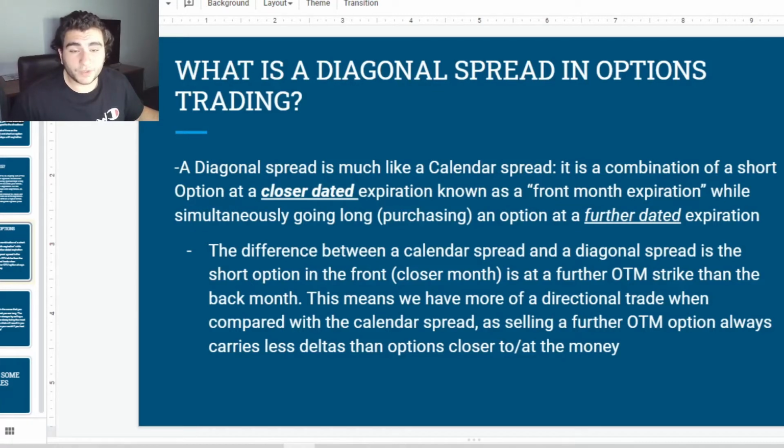The difference between a calendar spread and a diagonal spread is that the short option in the front month or the closer month is at a further out of the money strike than the back month. This means that we have more of a directional trade when compared with the calendar spread, as selling a further out of the money option always carries less deltas than options closer to or at the money.